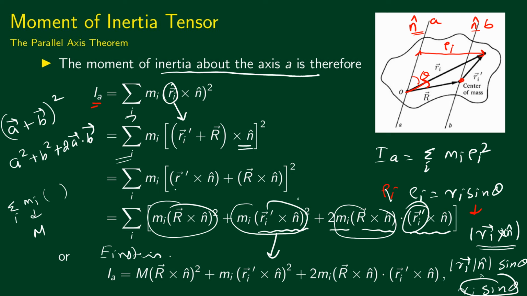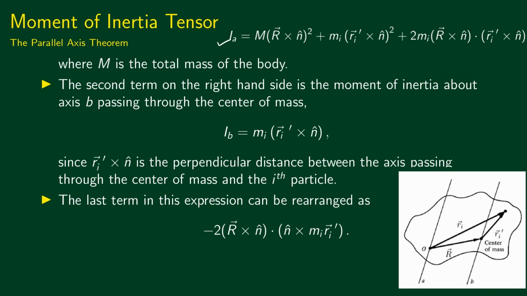So this becomes Ia is equal to M (R cross n hat) square plus mi (Ri vector prime cross n hat) square. Remember there's a sum over I here. Plus 2mi (R cross n hat) dot (Ri vector prime cross n hat). Again there's a sum over I because it's understood, because this index is summed over. This is where we are at. We have an expression for the moment of inertia about axis A.